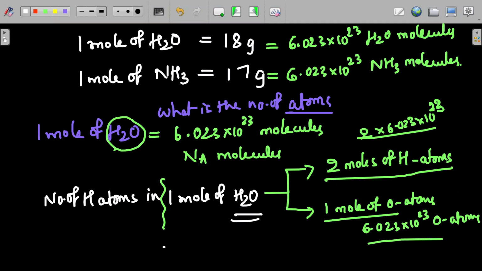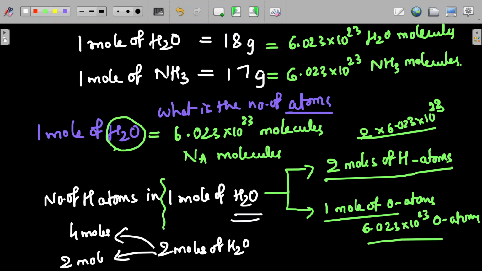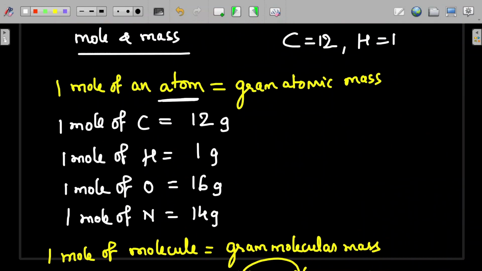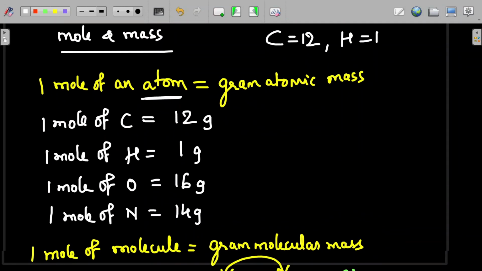What they may change? If I take 2 moles of water, what will be the number of atoms of hydrogen? So 2 into 2, 4 moles of hydrogen atoms. And oxygen: 2 into 1, will be 2 moles of oxygen atoms. 4 moles of hydrogen atoms, 2 moles of oxygen atoms, multiplied by Na, will give you the number of atoms. If it is a very difficult question paper, they will give you this. Otherwise, the regular previous year questions I will show you. They will be very simple, straightforward questions.